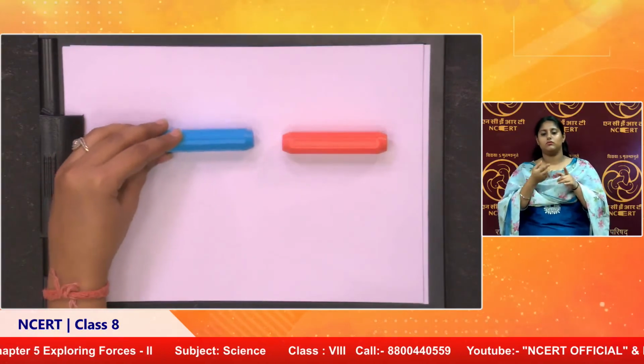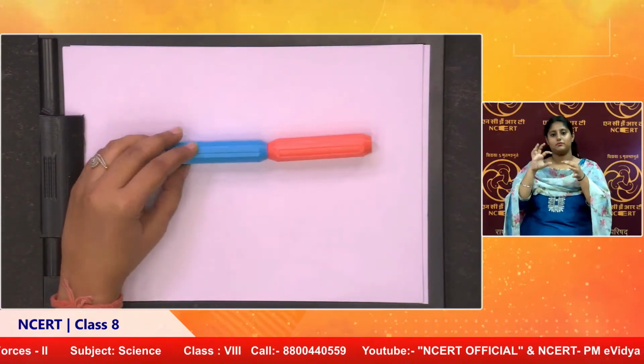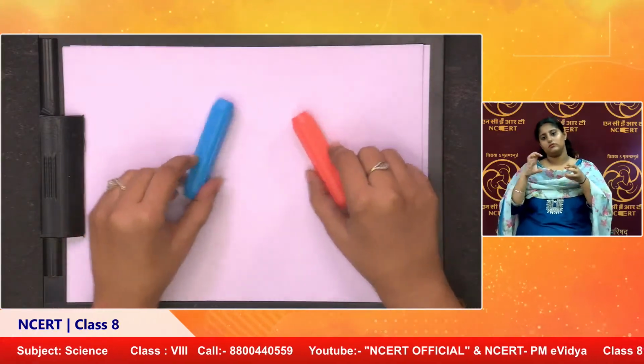I am just bringing the blue magnet near to it, right? And you see the magnetic force is coming into existence. So that is what magnetic force is all about: the like poles, which are north and north, south and south, do not attract, and the unlike poles, that is north and south, will attract. In the other case they will repel each other.